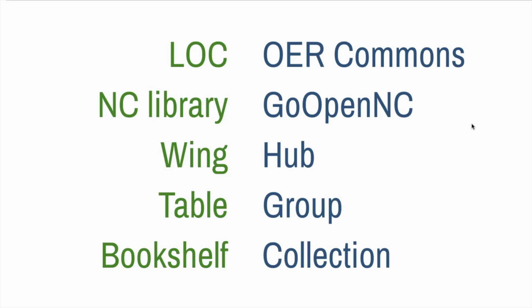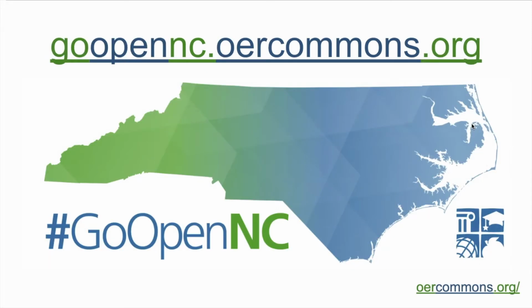And within GoOpen NC, we have wings of the library called hubs, right, where they're focused on a specific topic or a certain group. And then we have tables in the library, or kind of like study rooms, which we call groups, which is where educators can come together and say, hey, I'm a 7th grade math teacher. Can I collaborate with some other 7th grade math teachers? And then, of course, we also have collections, or a bookshelf, right? Where we have these collections of resources based on topic, as well as just a general search that you can do.